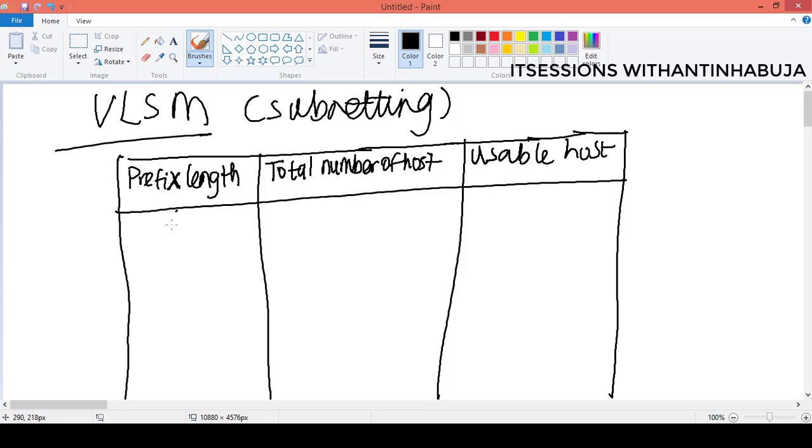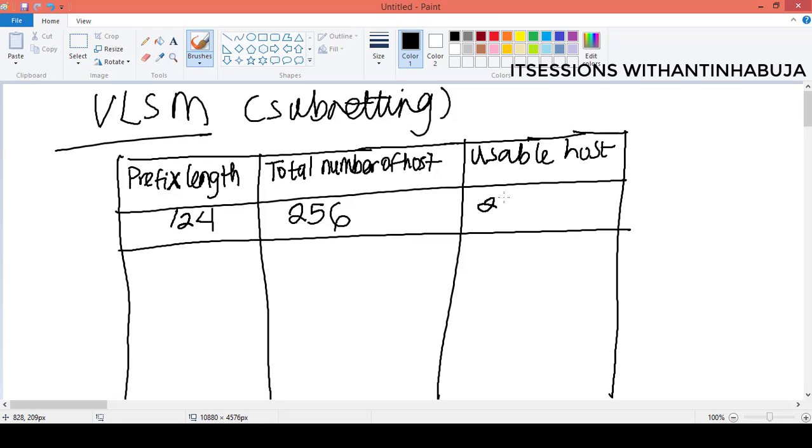So the first prefix length we work with is /24, and the total number of hosts, this includes all our usable hosts plus the network address and the broadcast address, is 256. And then the usable hosts will be 256 minus 2, because in usable hosts we don't make use of the network address and the broadcast address, so we have to deduct 2, and that's 254.